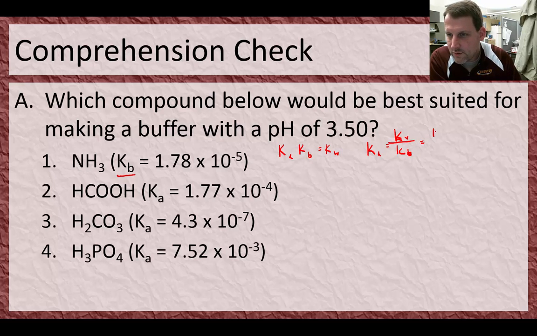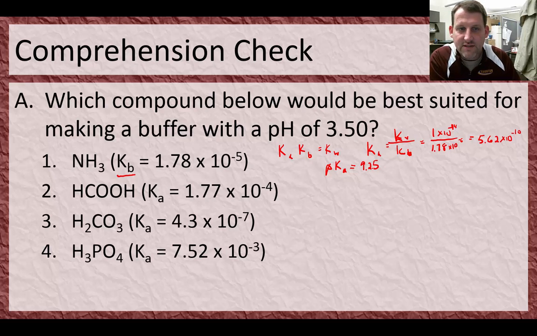And of course that is equal to 1 times 10 to the minus 14, divided by 1.78 times 10 to the minus 5, the Kb, and that gives me a value of 5.62 times 10 to the minus 10. Now when I take the negative log of this Ka, that gives me the pKa. So the pKa is equal to 9.25.